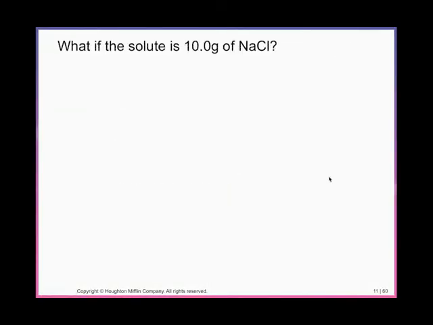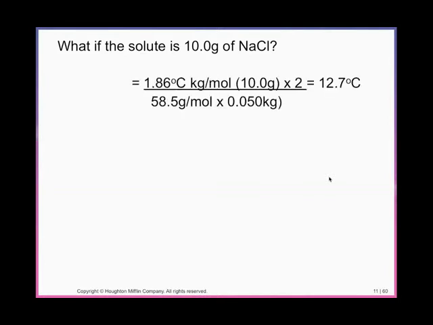All right, well, what if the solute had been sodium chloride instead? Now I make my substitution. This is the same values I did before for the freezing point. Here's my constant, but it's 2 for i. i is 2, and that's the molar mass. Those are the two changes, i and molar mass, and I get a much bigger change in the freezing point. Freezing point then minus 12.7 degrees.